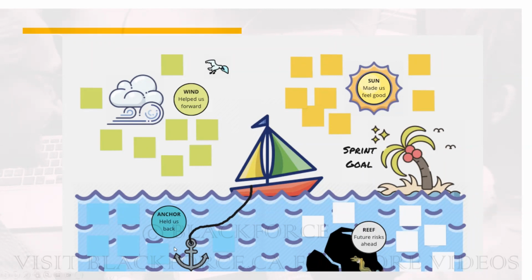We look at the anchor: what is holding us back? What are the things that are holding us back that you've identified? The team will put them together. Then future risk: what are the things you are seeing that might be a risk ahead? Anything that we know is going to be an issue, we also put that down. So this is another type of retro you can use. This is called a sailboat retro.